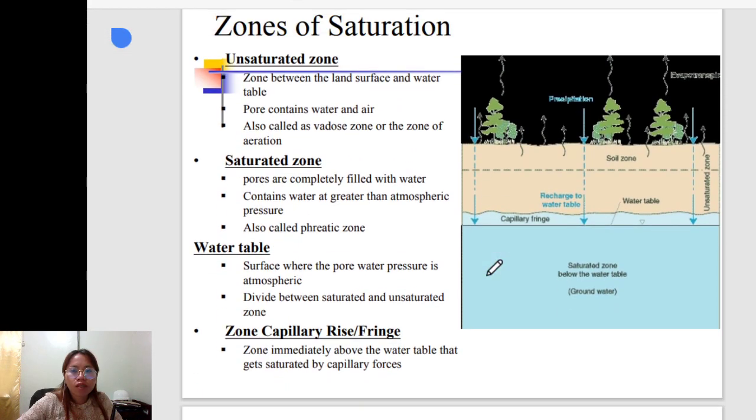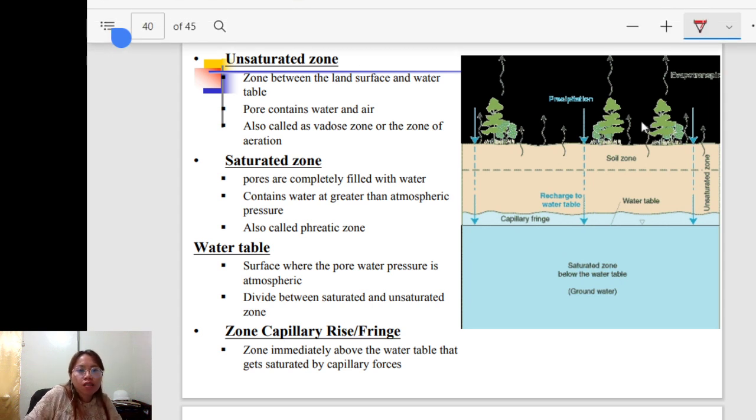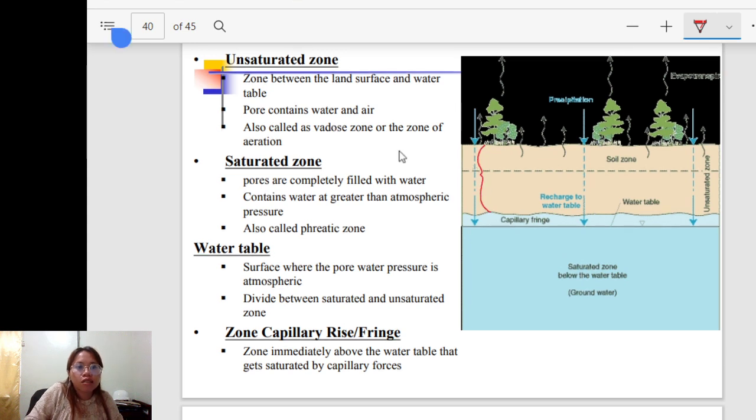Now, zones of saturation. The unsaturated zone is the zone between the land surface and the water table. In this figure, never mind these words, they are hard to read. This part here is actually the unsaturated zone, the zone between the land surface and the water table. Remember, the water table is in here.